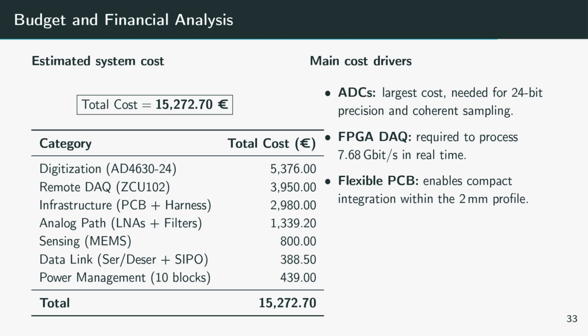Moving on to the budget analysis, the total cost is around 15.27 thousand euros. The largest cost contribution comes from the digitalization stage, mainly the ADCs. This is expected because we need 24-bit precision and simultaneous coherent sampling for all channels. The second major cost contribution comes from the remote DIQ. This is required because the system must process 7.68 gigabits per second in real time and reconstruct 160 synchronized channels. The infrastructure cost, including flexible PCB and the cable harness, is also insignificant. However, it is essential because the system must fit within the 2 mm aerodynamic profile while transmitting robust digital data.